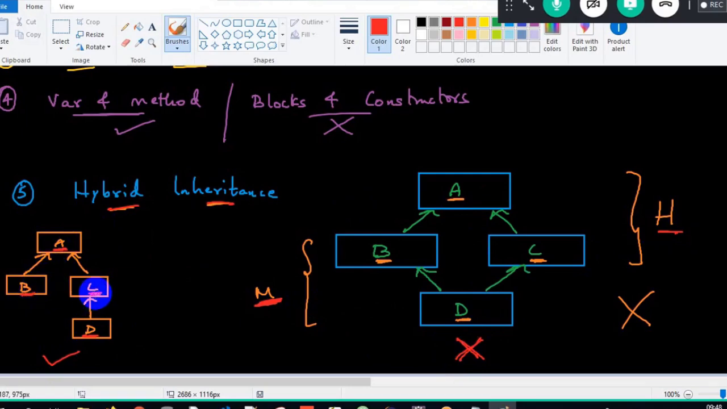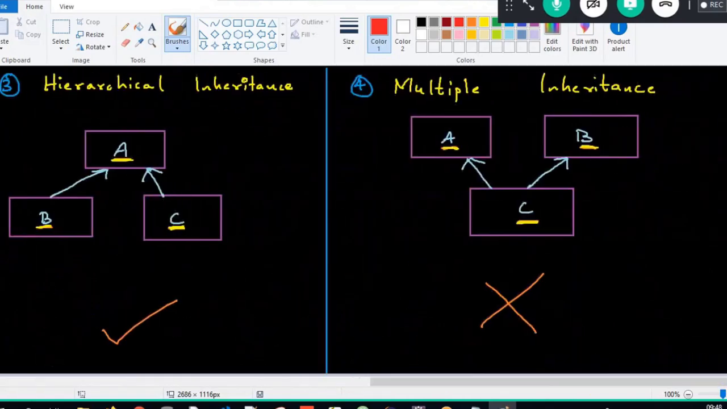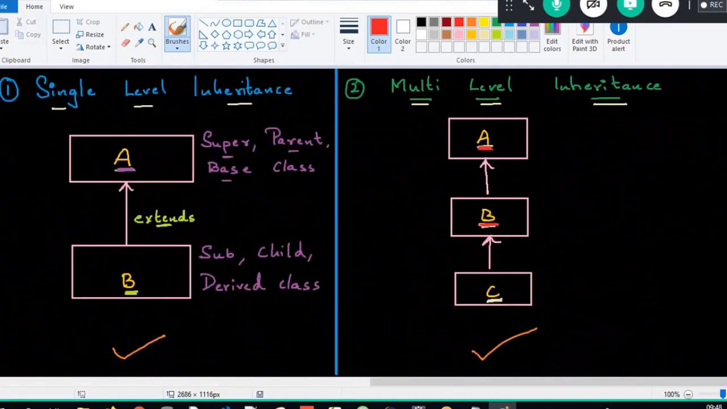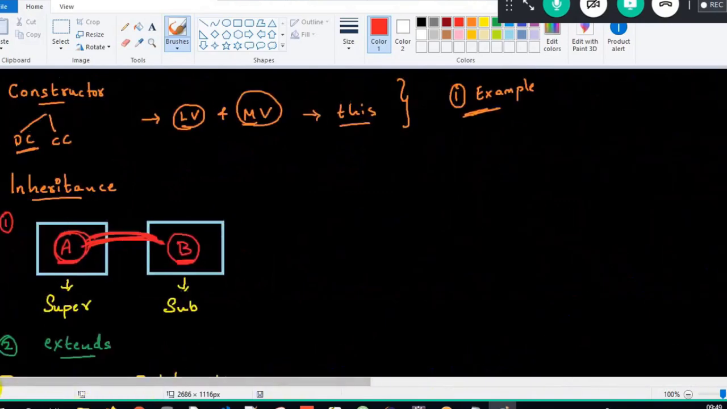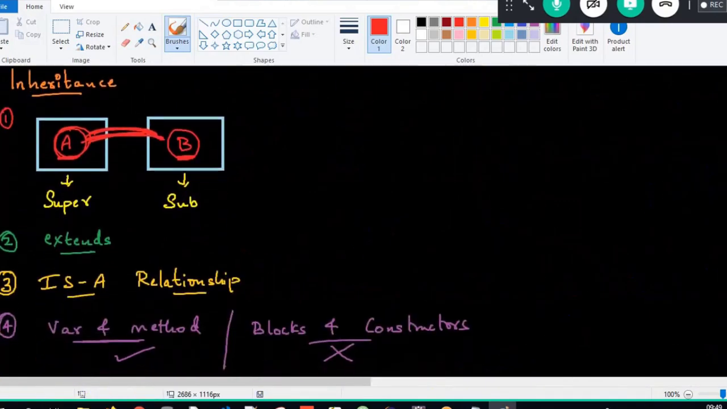But in simple terms, Java will support only three types of inheritance explicitly. That is single level, multi-level, and hierarchical. Whereas multiple inheritance is not supported, and hybrid also only up to some extent, not completely. So these are the few things we are supposed to understand when it comes to Java. These are the different points I've written, guys. We are supposed to understand what is inheritance, and I have told you in a beautiful manner.